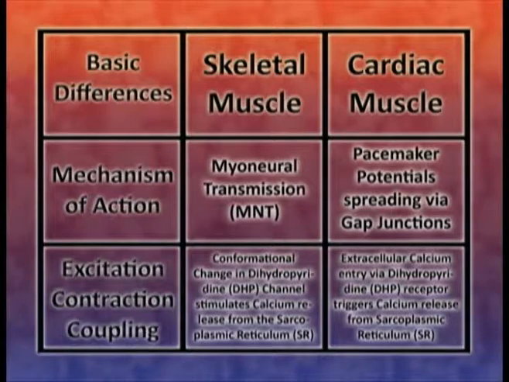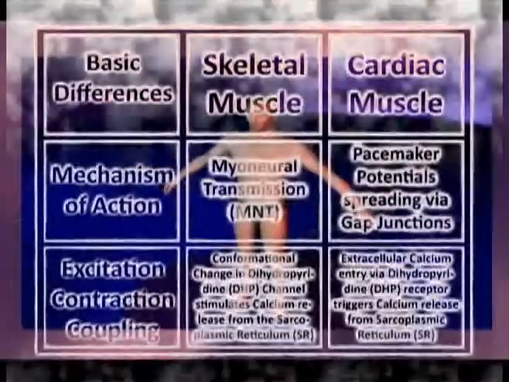Here are some basic differences between the skeletal and cardiac muscle. Unlike cardiac muscle, skeletal muscle initiates its excitation-contraction coupling via myoneural transmission. This will produce a conformational change in the dihydropyridine channels, stimulating calcium release from the sarcoplasmic reticulum. Cardiac muscles, on the other hand, initiate contraction via pacemaker potentials spreading through gap junctions. Because the sarcoplasmic reticulum of cardiac muscle is less extensive, the intracellular calcium supply for contraction is less. Cardiac muscle thus relies on extracellular calcium for contraction.